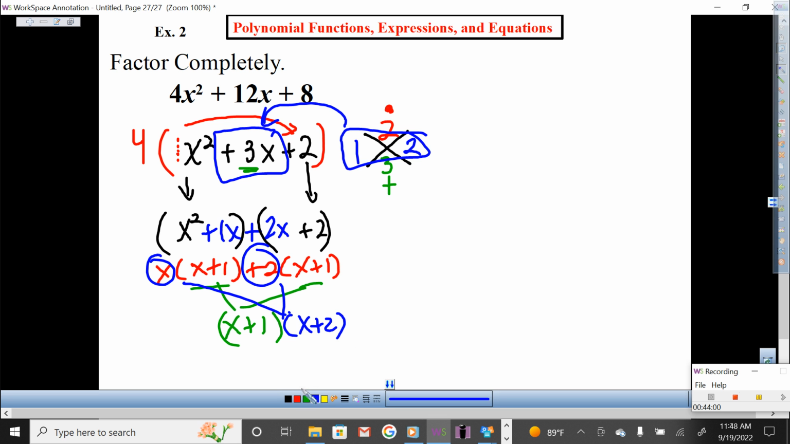But check this out. Look up, please. Whenever we have a situation where we take out the GCF at the beginning, you need to make sure you bring that down at the end. So my factors are 4, x plus 1, and x plus 2.